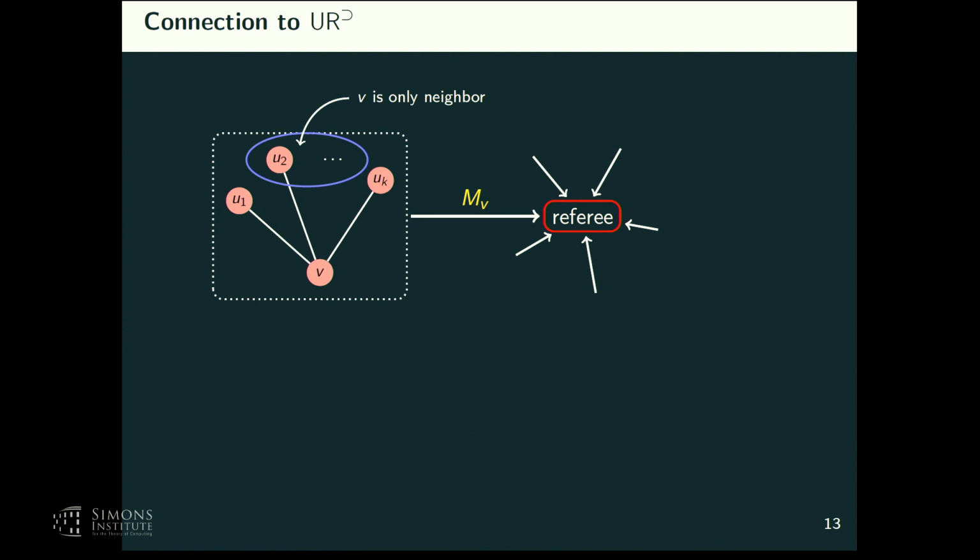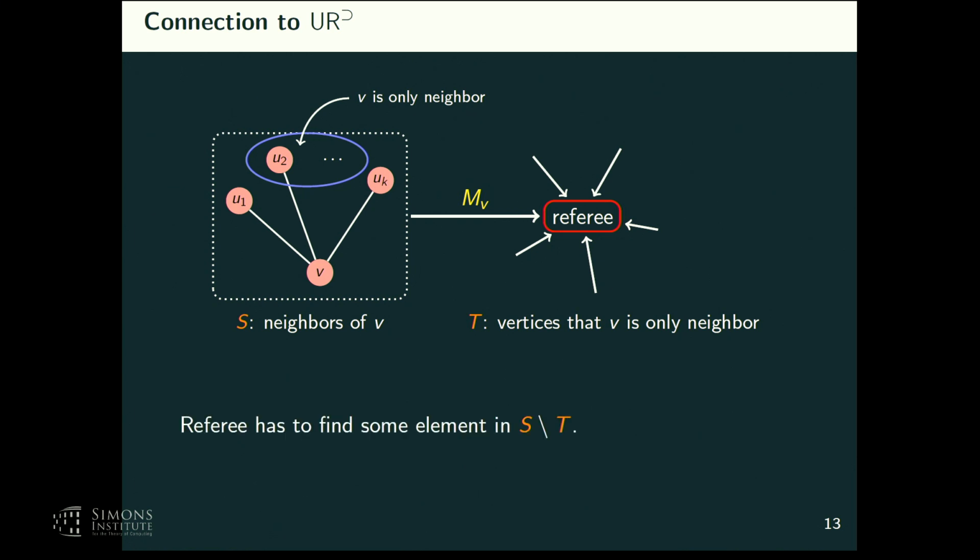Okay, so what does this mean? It means that for the referee to find the spanning forest, the only way for this purple set and V to connect to the rest of the graph is through an edge from V to some other vertex in your neighborhood. So if you view the neighbors of V as a set S, and view this purple set, the set of vertices whose only neighbor is V, as a set T, then in order to find a spanning forest, the referee must find some element in the difference S minus T. Okay, so does it make sense?